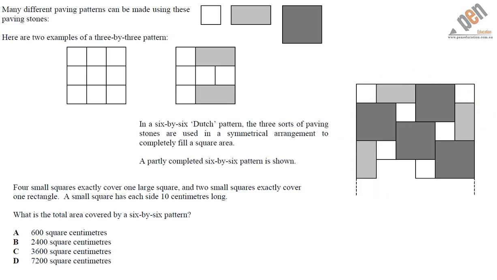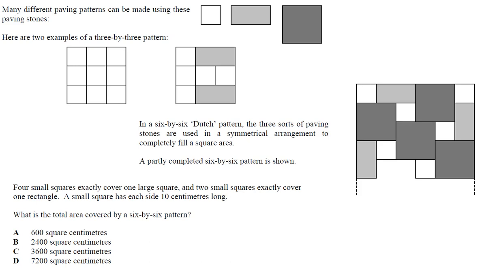4 small squares exactly cover one large square, and 2 small squares exactly cover one rectangle. A small square has each side 10 centimeters long. What is the total area covered by a 6x6 pattern?